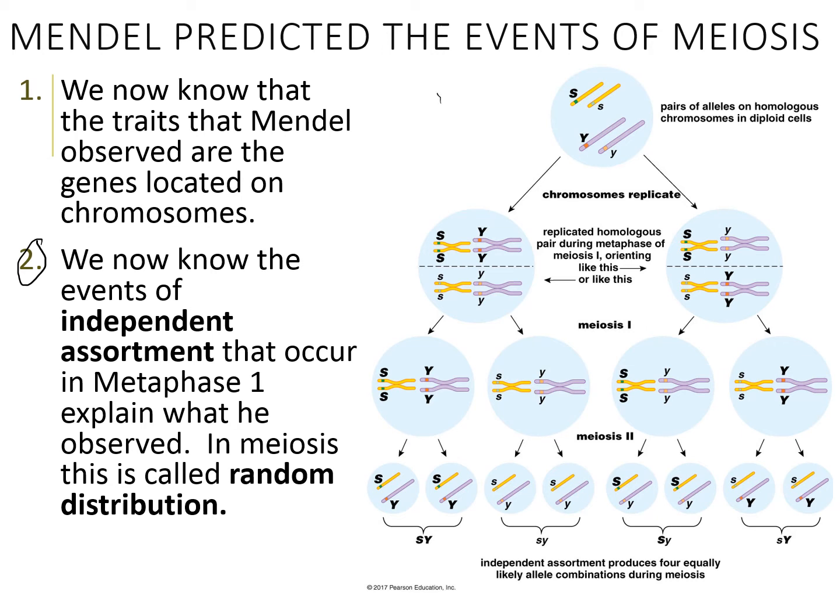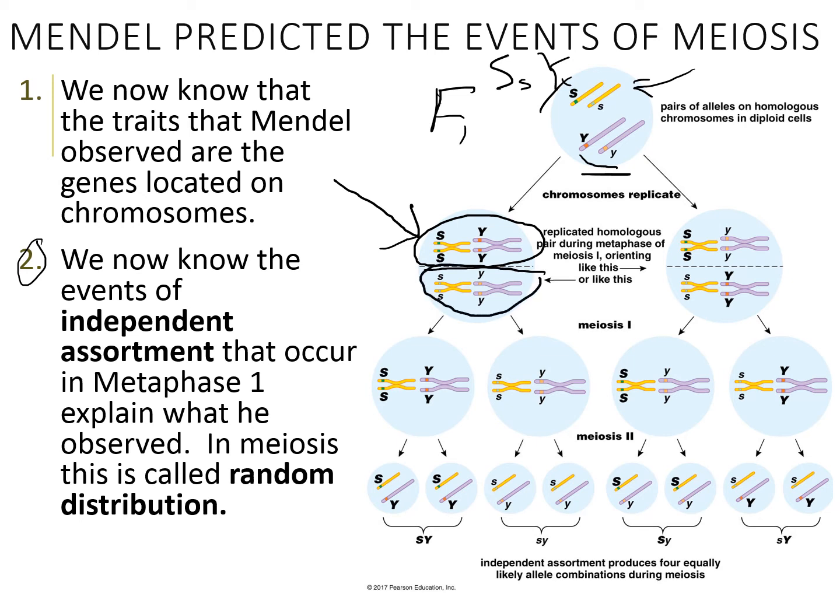So that cross we just looked at, the self-cross of the F1 generation, where we had that genotype, big S, little s, big Y, little y, is shown right here. And now we've just drawn chromosomes inside of a little cell. So big S, little s, little y, big Y. Random distribution, when metaphase 1 occurs, one option is shown here. So one pair of chromosomes are on top, big S, big Y, and in this case, both dominant alleles are going to segregate into one gamete. So that gamete's going to get the dominant alleles. The other gamete here is going to get the recessive alleles.